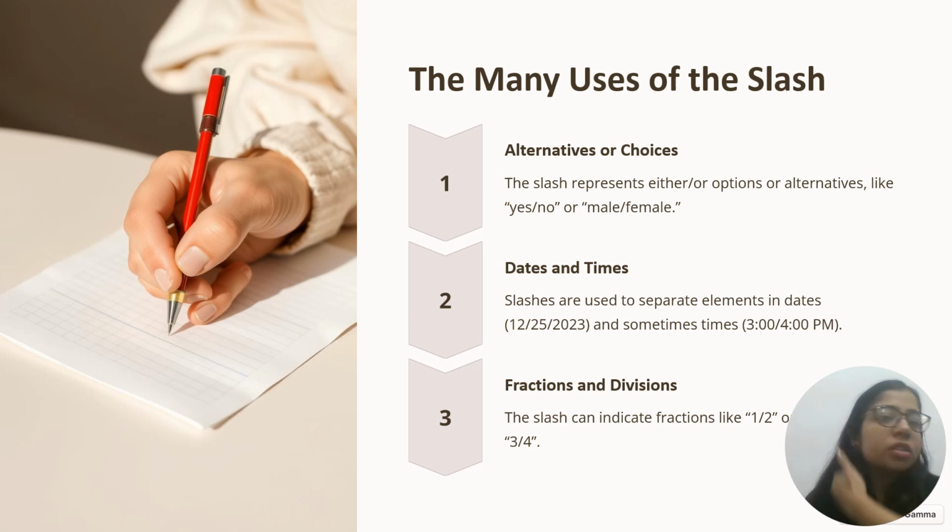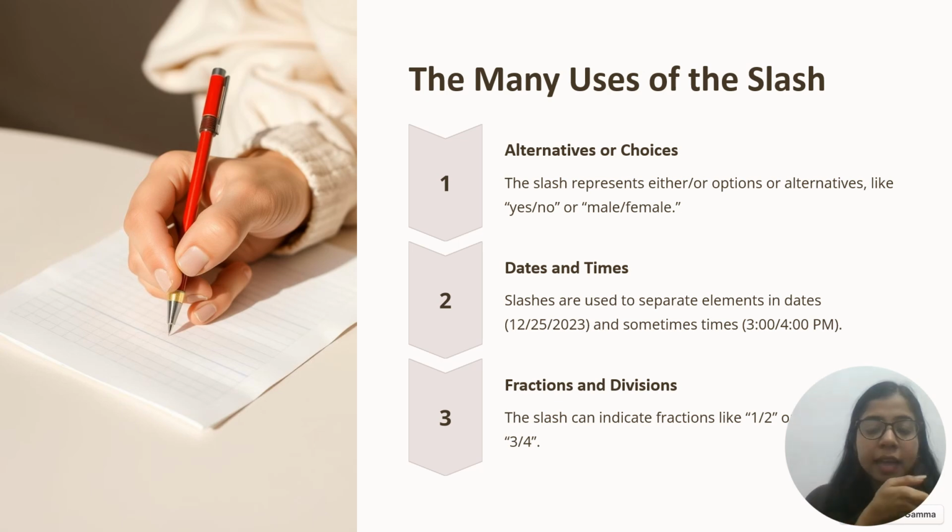Next is uses of slash. Okay, so first is alternatives or choices. So when we start a letter, we write respected sir/ma'am. So after sir we put a slash, because we don't know if it's a male or a female, and it is the kind of position which any gender can hold. So we have to write ma'am, with a slash.